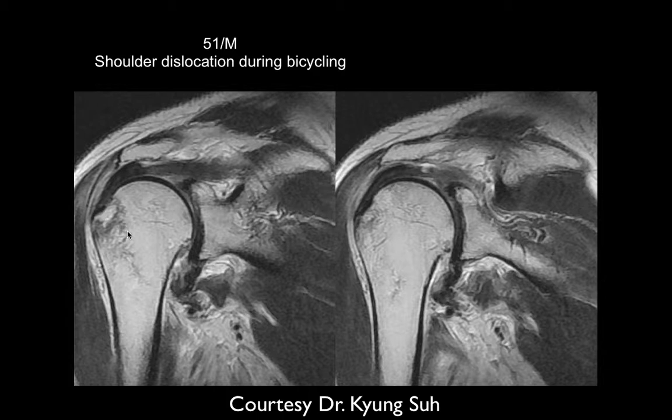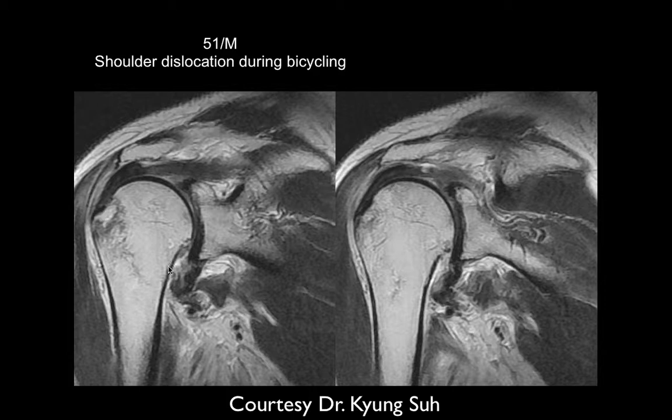So here's a 51-year-old male who had a shoulder dislocation during bicycling. Michael, what do you think of this case? Okay. Again, I see kind of curvilinear thickening inferior in the axillary space there. Yeah, that's probably a thickened inferior glenohumeral ligament that could be torn or injured at least. And then we have a defect in the posterior lateral humeral head. So this could be from a shoulder dislocation.